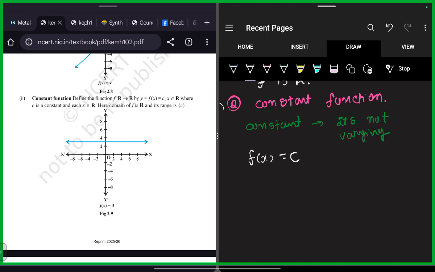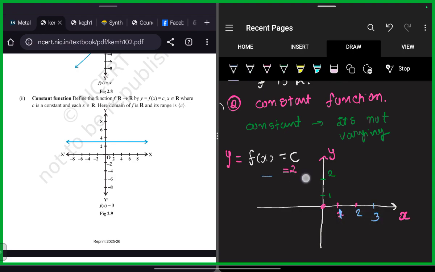So its graph will be what? For example, if f of x is, let's say, 2, first of all we write the function f of x as y, right? This is the x-axis. So if y is equal to 2, that means this is 1, this is 2. And it is constant, right? There is no x value. It is constant.